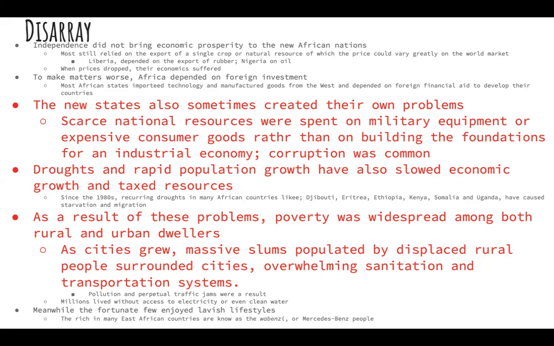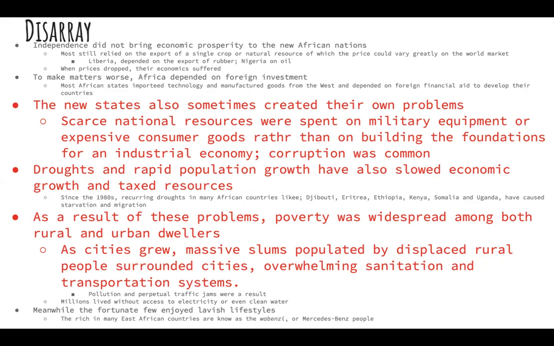Since the 80s, recurring droughts in many African countries like Djibouti, Eritrea, Ethiopia, Kenya, Somalia, and Uganda have caused starvation and migration. As a result of these problems, poverty was widespread among both rural and urban dwellers. As cities grew, massive slums populated by displaced rural people surrounded the cities, overwhelming the sanitation and transportation systems. Pollution and perpetual traffic jams were a result. Millions lived without access to electricity or even clean water.